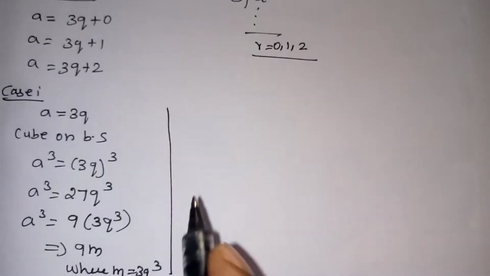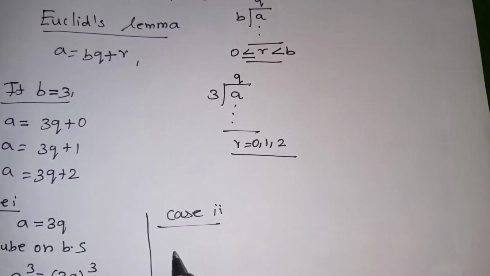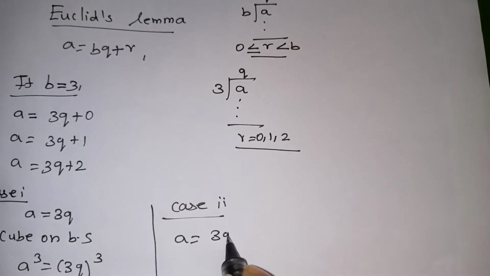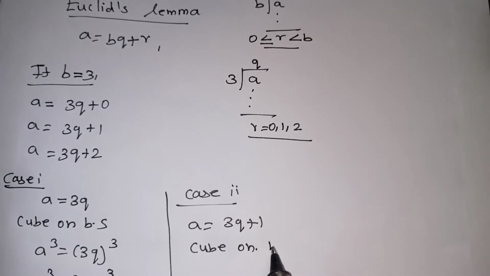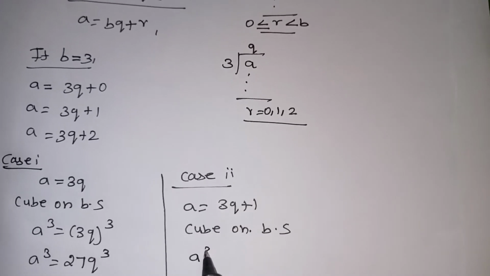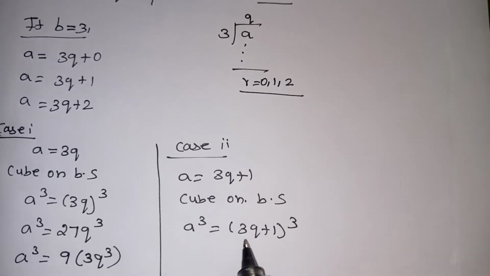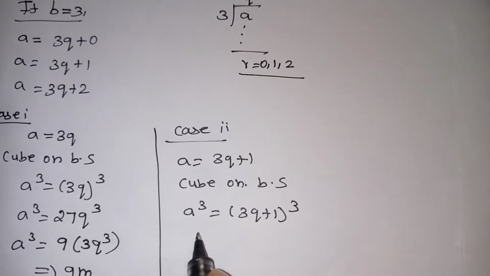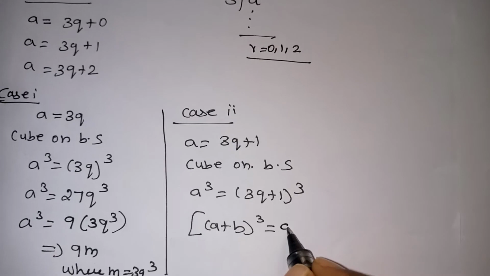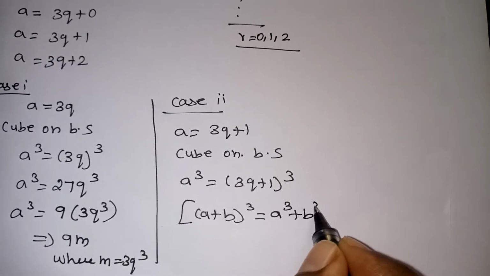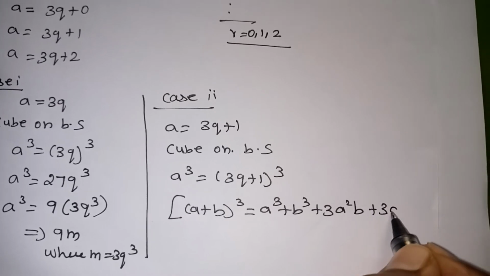Here we are going to do the second case, case 2. Case 2 is a is equal to 3q plus 1. Again we have to cube on both sides. So a power 3 is 3q plus 1 the whole power 3. This looks like a plus b the whole cube. We all know the formula for a plus b the whole cube. I am writing it here for your reference: a power 3 plus b power 3 plus 3a squared b plus 3ab squared.